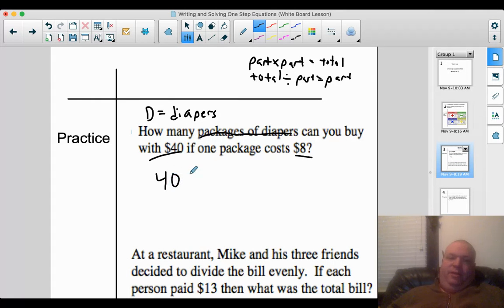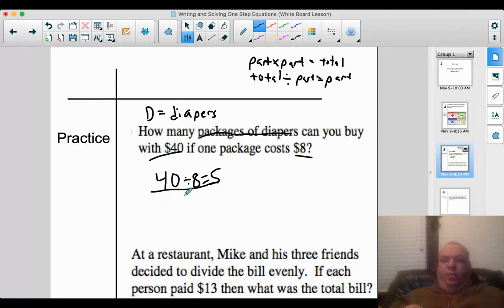So 40 divided by 8 equals 5. So that's kind of what probably went through your head. Now, when we are setting up an equation, this is not what you want to write. Okay, this is the work we're going to end up doing to get there.